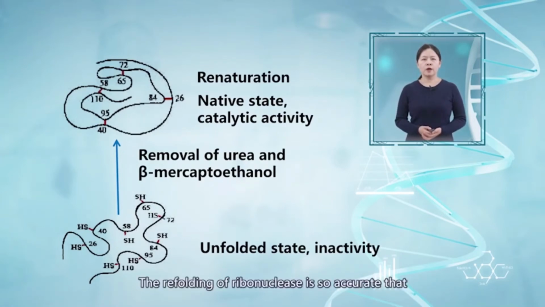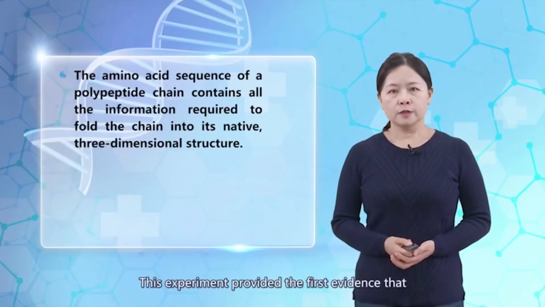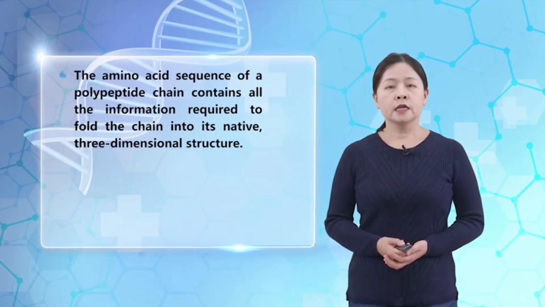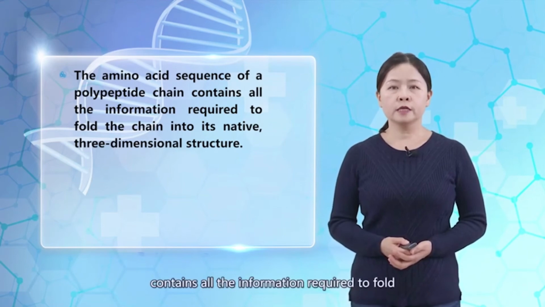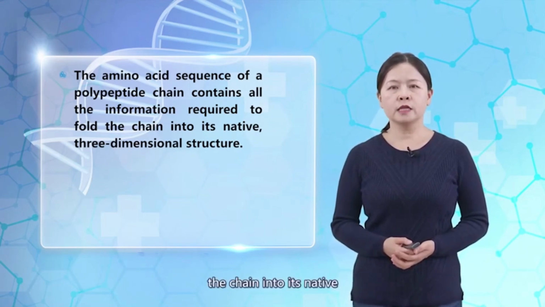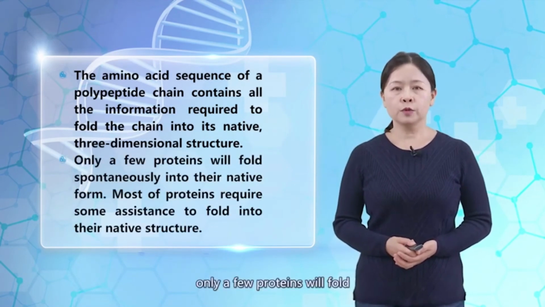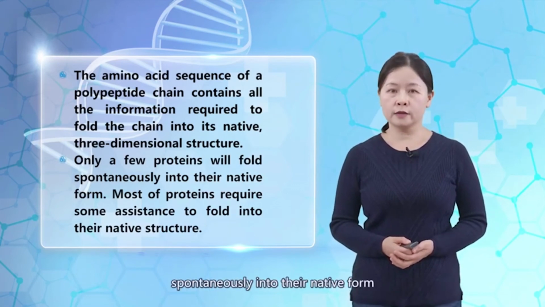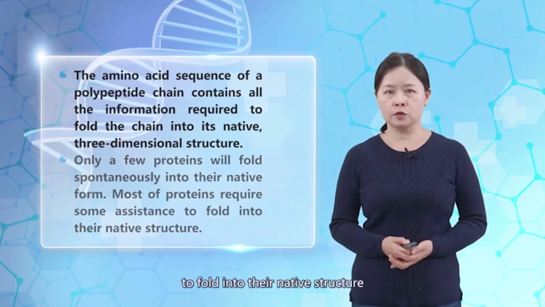The refolding of ribonuclease is so accurate that the 4 intrachain disulfide bonds are reformed in the same positions in the renatured molecule as in the native ribonuclease. This experiment provided first evidence that the amino acid sequence of a polypeptide chain contains all the information required to fold the chain into its native three-dimensional structure. Subsequent work has shown that only a few proteins will fold spontaneously into their native form. Most proteins require some assistance to fold into their native structure.